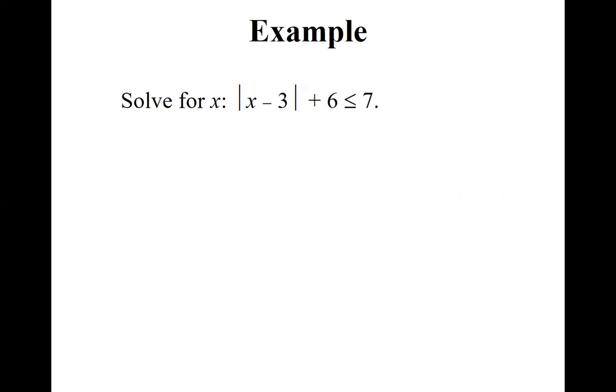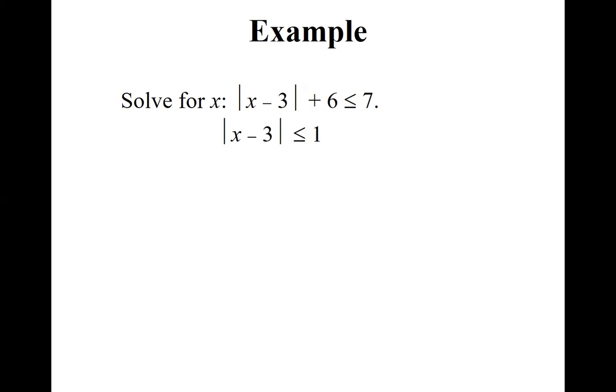Another one. The absolute value of x minus 3 plus 6 is less than or equal to 7. We know how to solve an absolute value less than. We do not know how to solve an absolute value plus 6 less than. So we need to get rid of that plus 6. We do that by subtracting 6 from both sides, which gives us absolute value less than. We know how to solve that form.